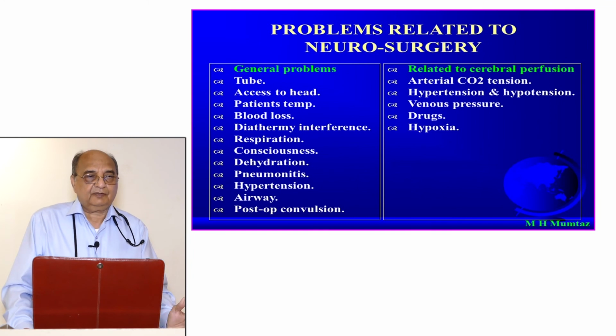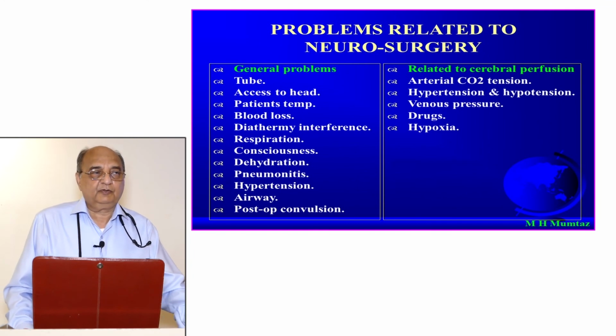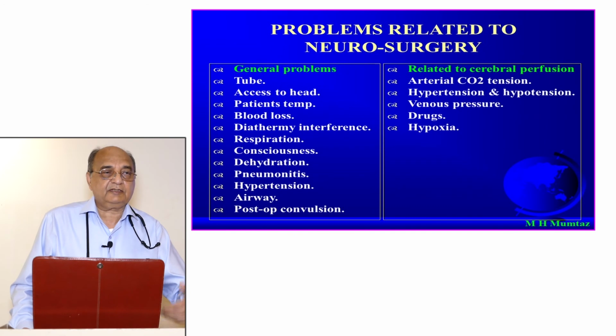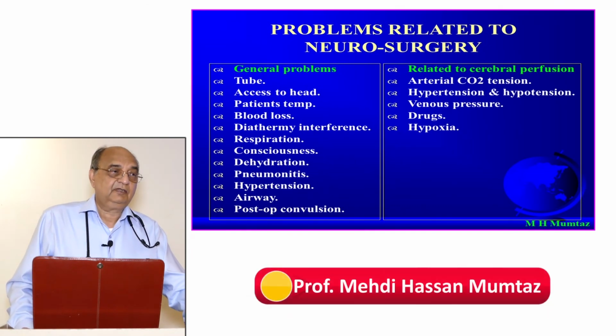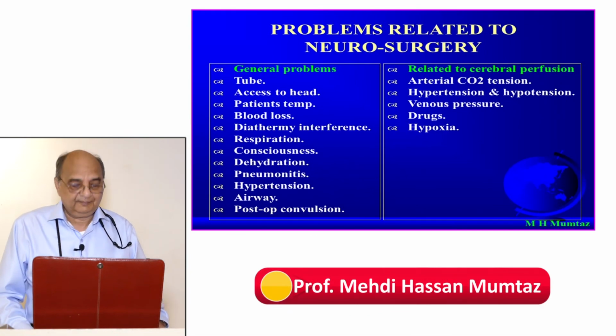Convulsion, if you have got a convulsion, it will increase the cerebral blood flow. When it increases the cerebral blood flow, it will increase the CMRO2. If it increases CMRO2, it will increase the intracranial pressure. So that is dangerous. That will damage the brain cell.